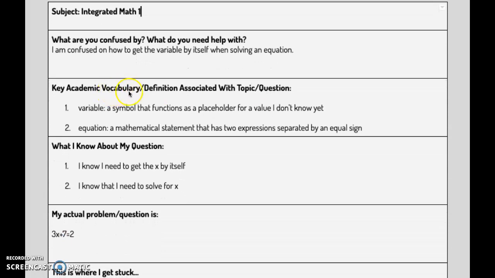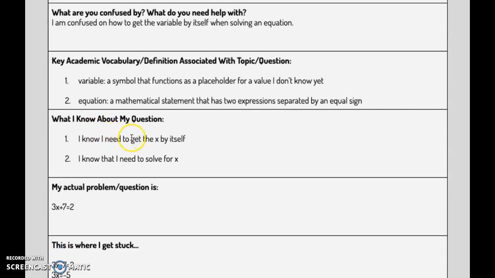Now down here it says key academic vocabulary and the definition associated with the topic or question. So I chose two words that are very important for this question. I gave the definition of what a variable is, and I gave the definition of what an equation is. Now, this is one thing I do want to note right from the get-go. Please do not pick the same two words for every tutorial we do from here on out, okay? You don't always get to write variable, you don't always get to write equation, because after the first couple weeks of algebra, you are going to know what those words are, okay? So make sure you are choosing new vocabulary each week, all right?